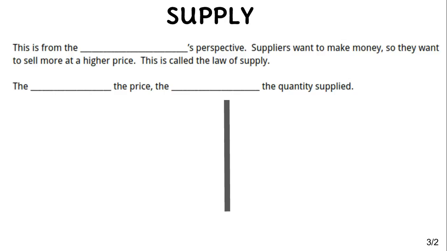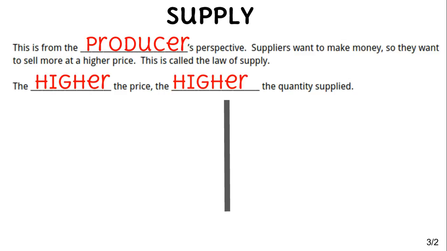All right. So let's remember that supply is from the producer's perspective, and they want to make as much money as possible. Remember, one of the keys to a free enterprise system is open opportunity, but also profit motive. And they want to make as much money as possible. So they clearly want to sell more at a higher price than they do at a lower price. And that's called the law of supply. So the higher the price, the higher the quantity supplied.